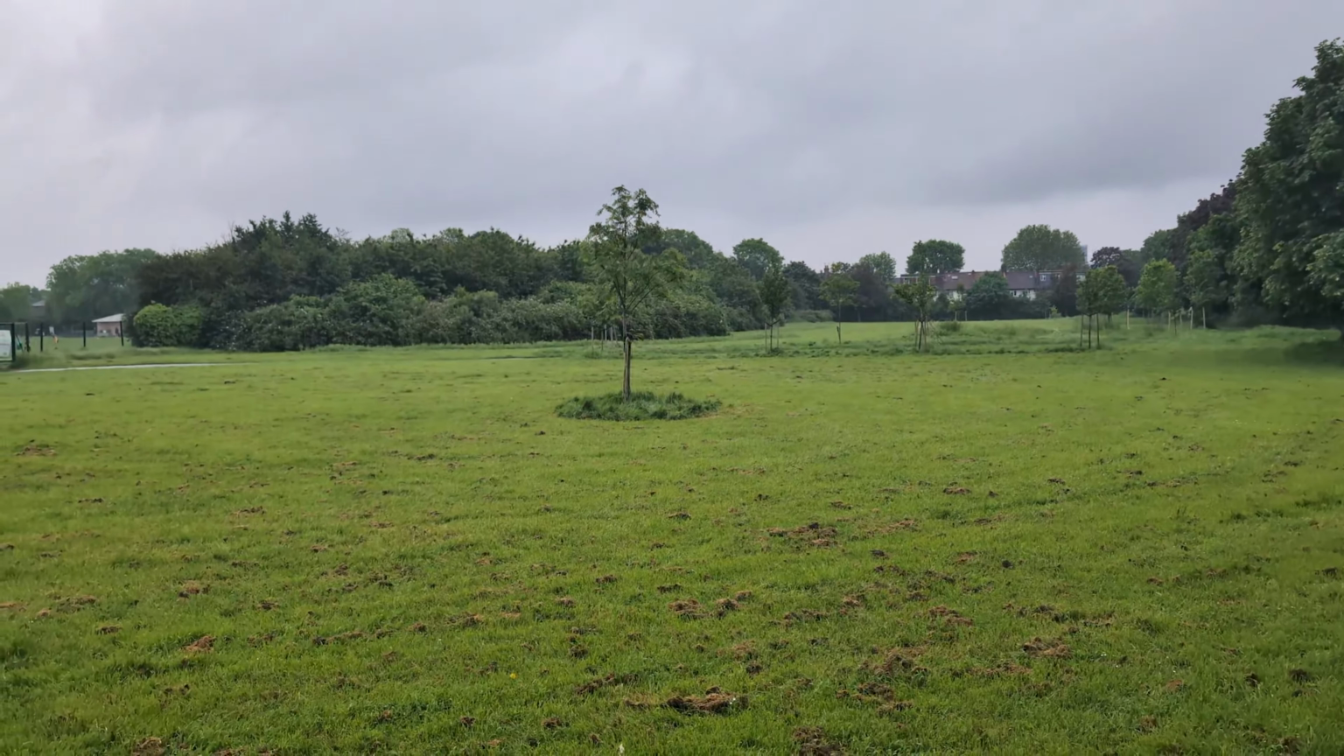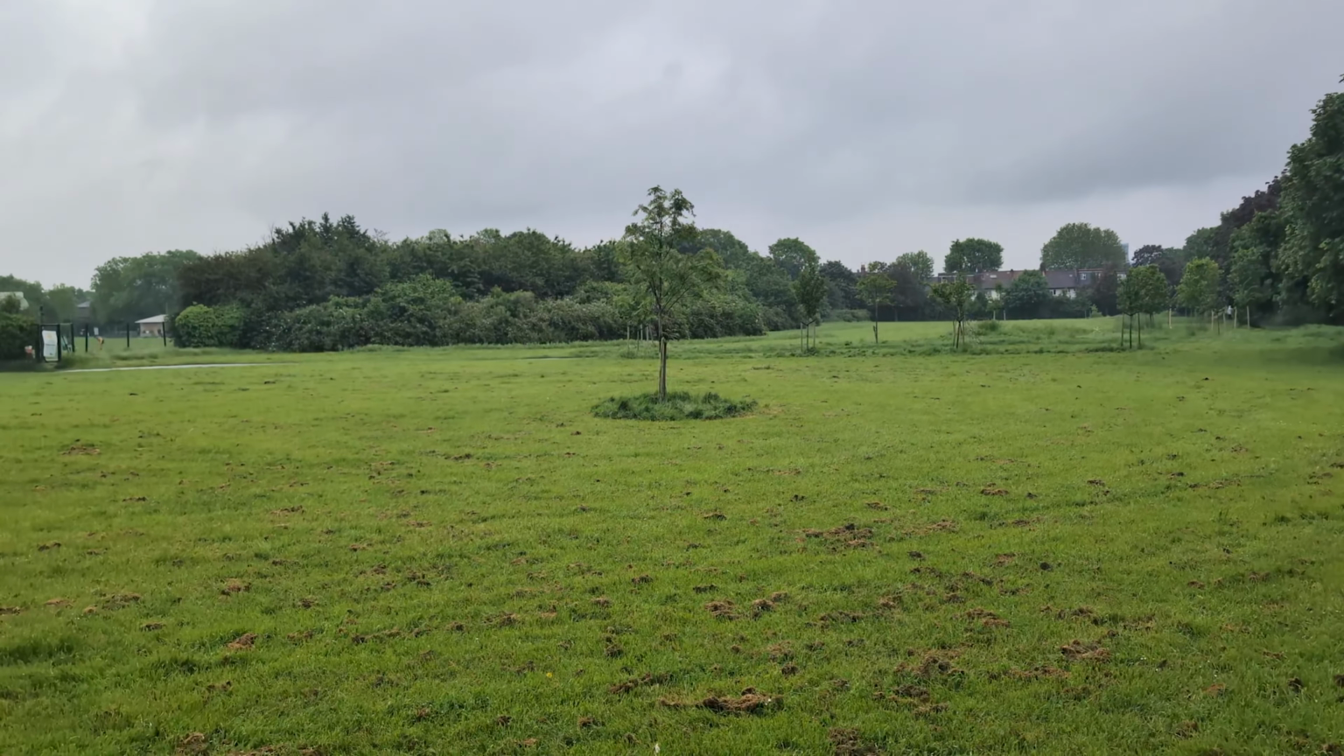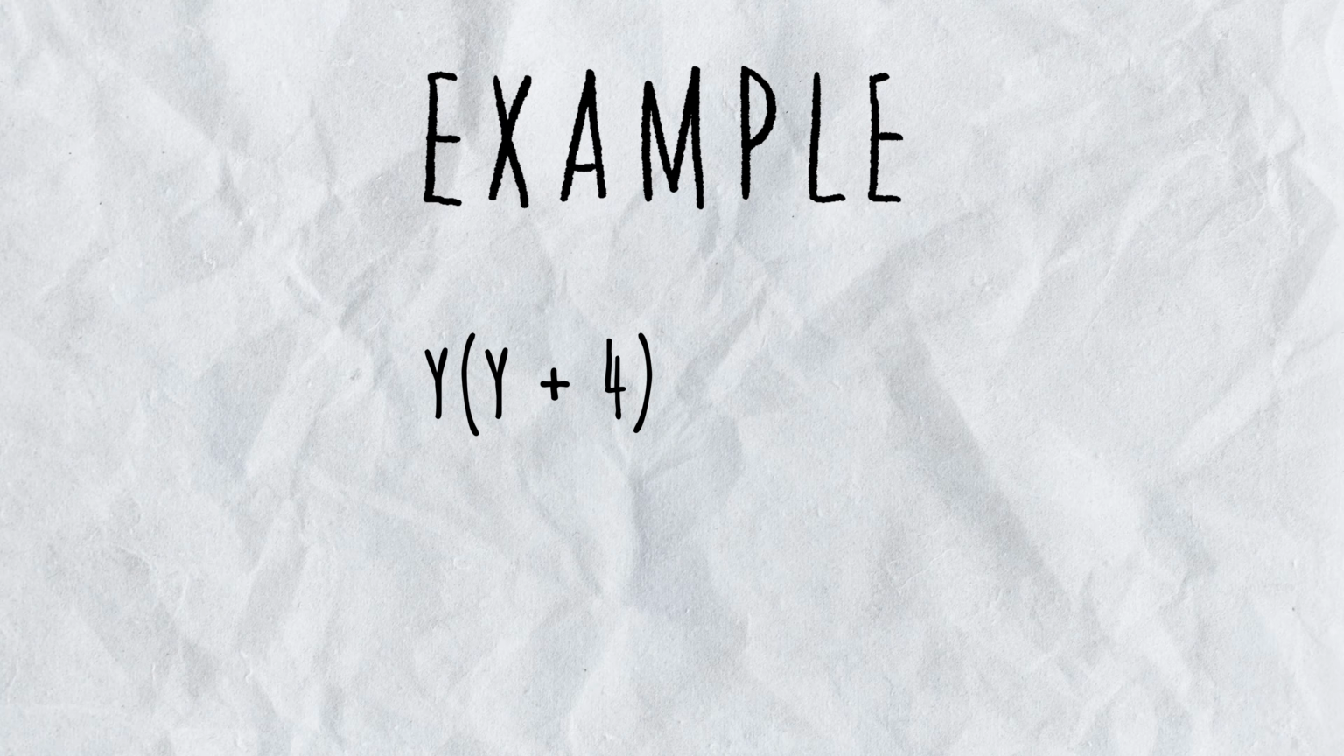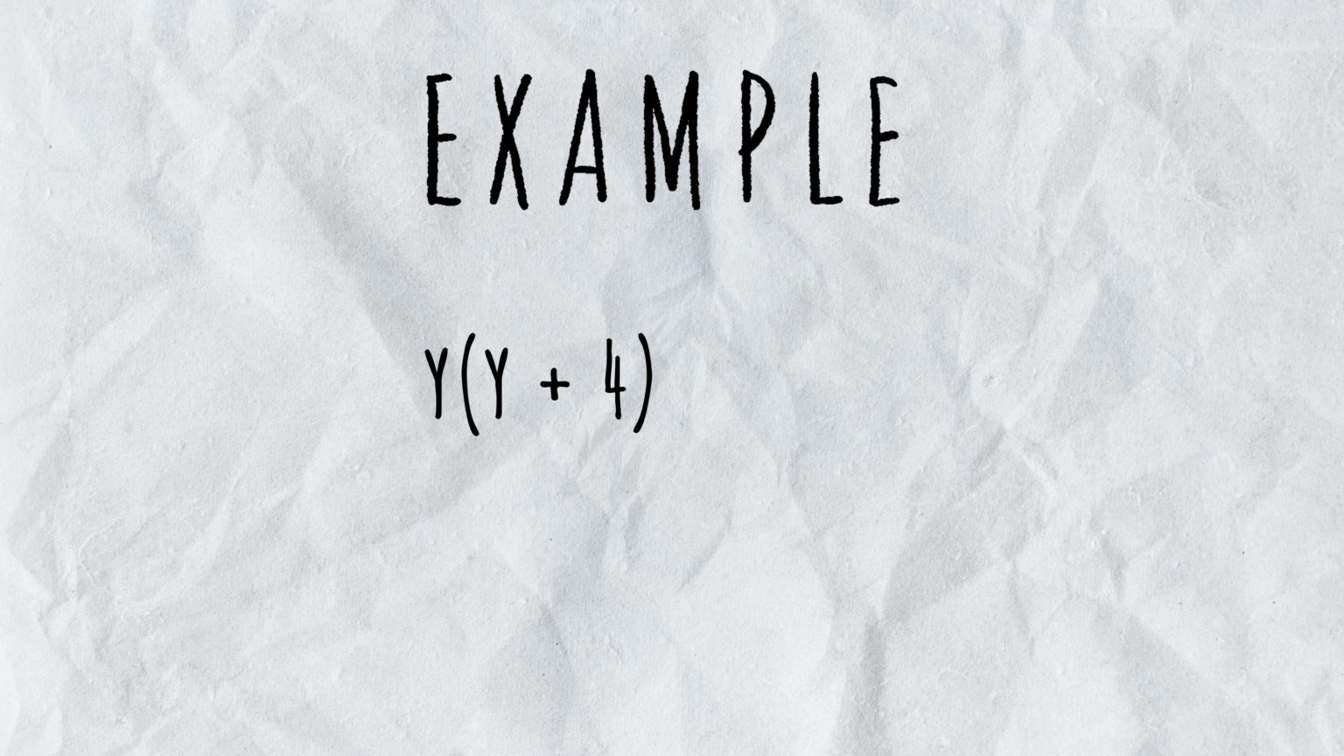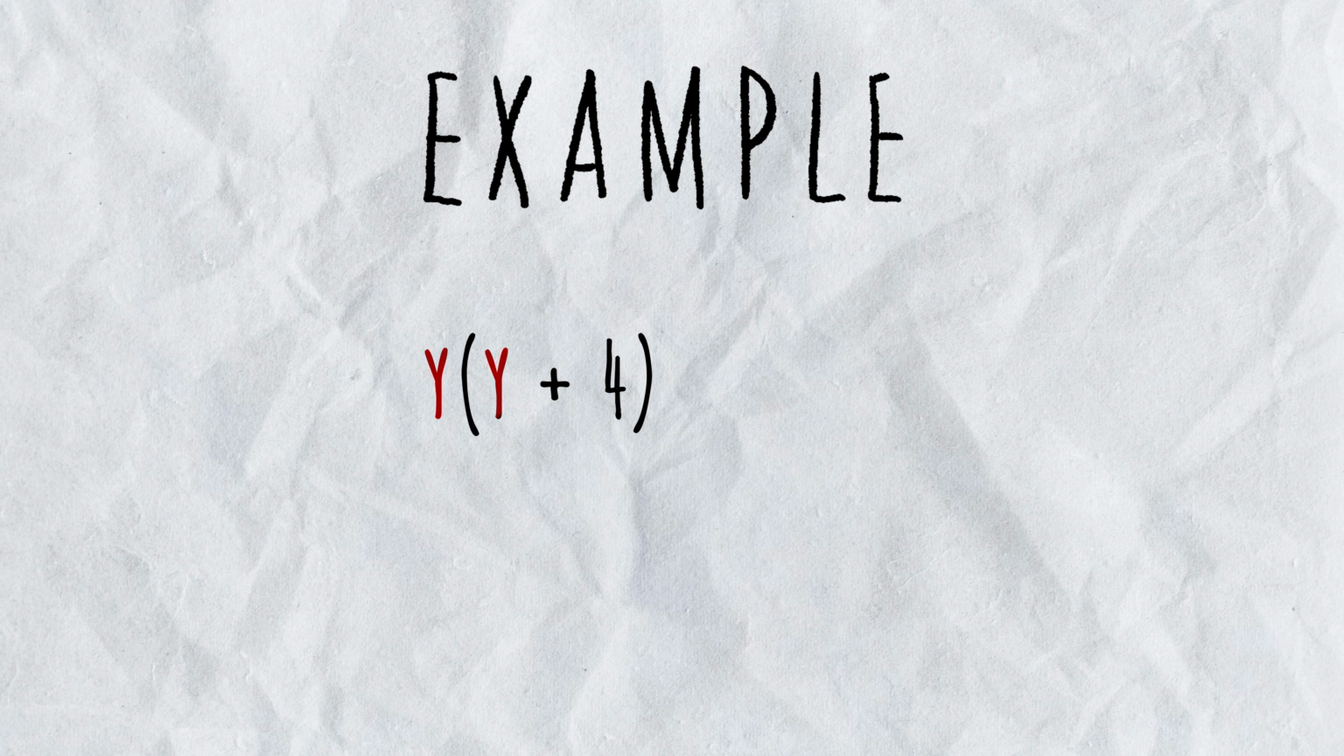We've got y outside the bracket, then inside of the bracket we've got y plus 4. So in order to work this out, it's actually fairly simple. So as you can see, we've got a y outside of the bracket, and we've got to times everything inside of the bracket by y. So let's start with y times y.